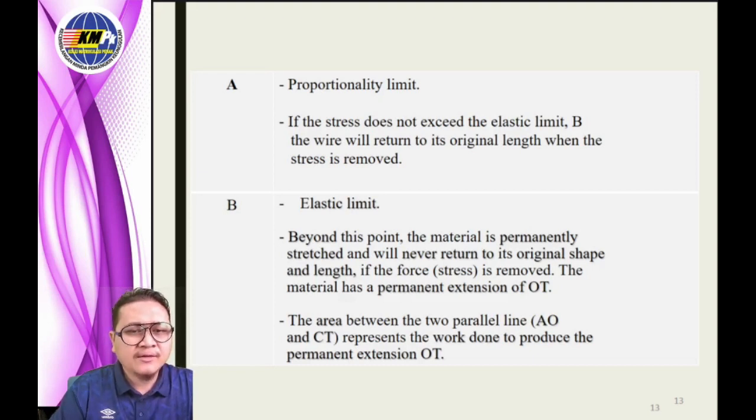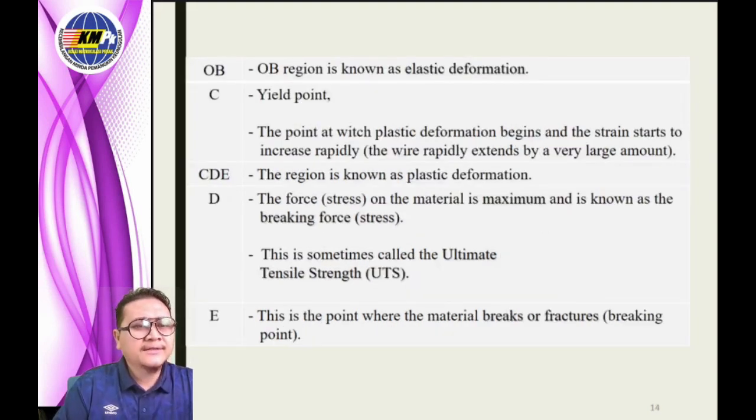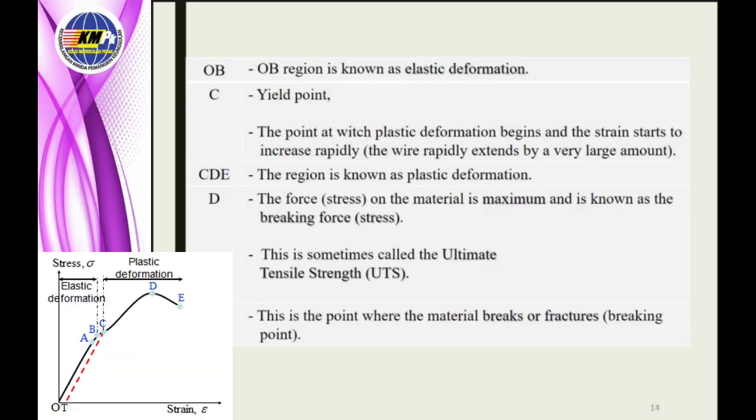So the material has a permanent extension, and the permanent extension we can get from point O to point T of the graph. You can refer to the graph. And then the area between the two parallel lines OA and CT represents the work done to produce the permanent extension of OT. Next slide. OB is the region we call elastic deformation.